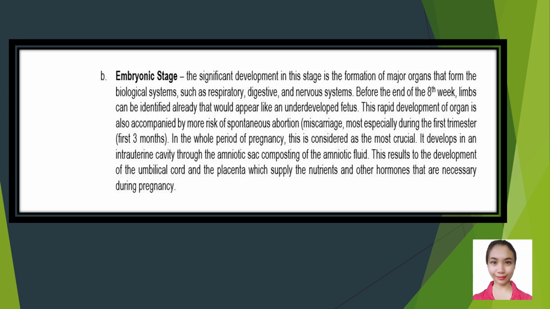So at this point, class, in the embryonic stage, the mass of cells is now known as an embryo. So the beginning of the third week after conception marks the start of the embryonic period. So a time when the mass of cells becomes distinct as a human. The embryonic stage plays an important role in the development of the brain. Approximately 4 weeks after conception, the neural tube forms. The tube will later develop into the central nervous system, including the spinal cord and the brain.